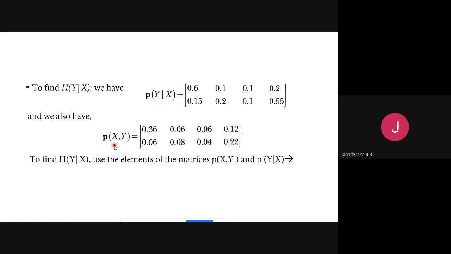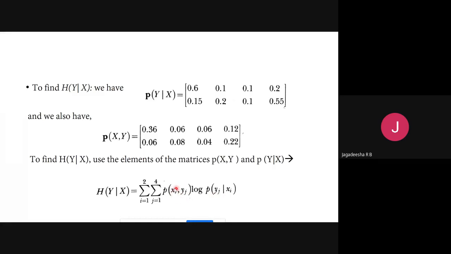And then we move on to finding the entropy, that is, the conditional entropy of the output. To find that, we have the probabilities, conditional as well as joint probabilities, which we already have, but now we need to substitute those values in the equation. What's the general equation to find the output's conditional entropy? That is nothing but the joint probabilities times the log of the conditional probability of the output.